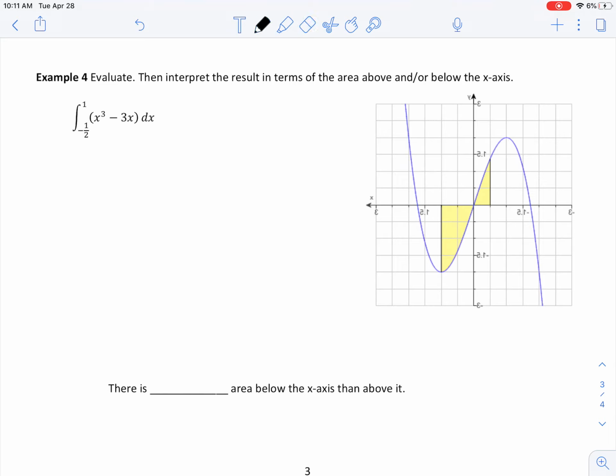Looking at the graph, what I'm noticing is this already. The answer is going to come out to be negative. Why do we know that? Because, look, there is more area below the x-axis.